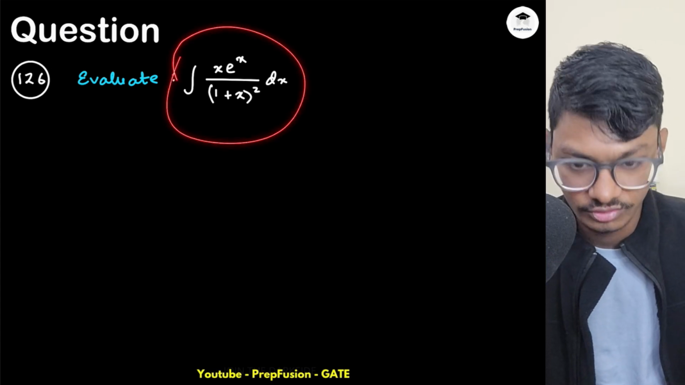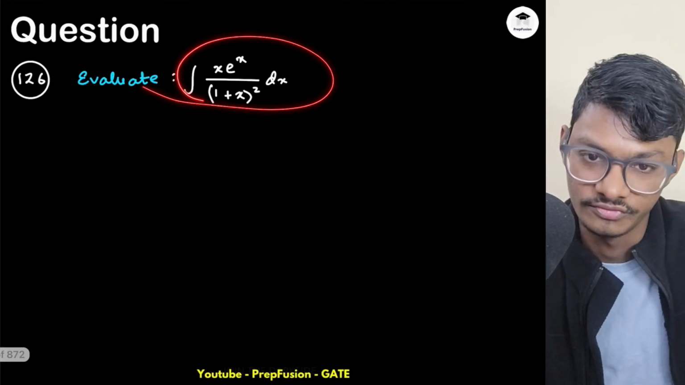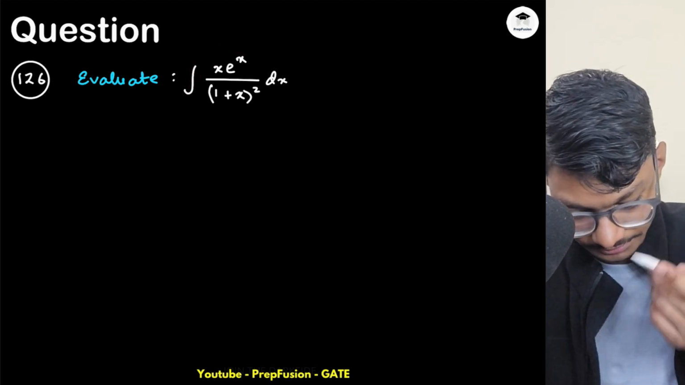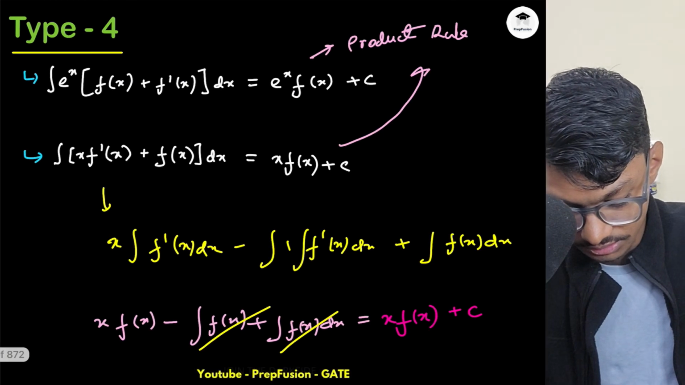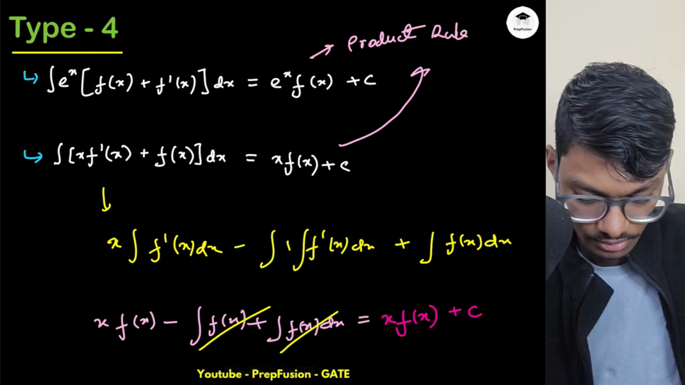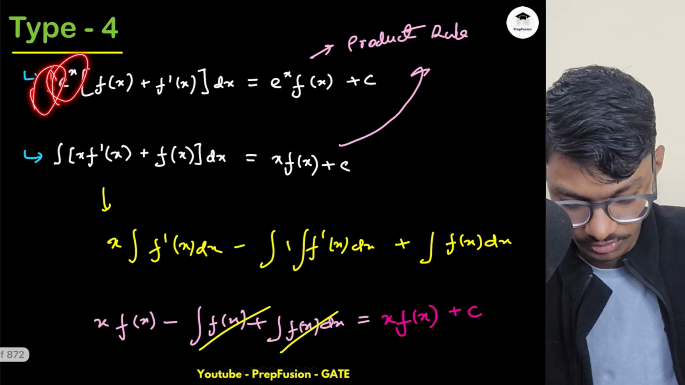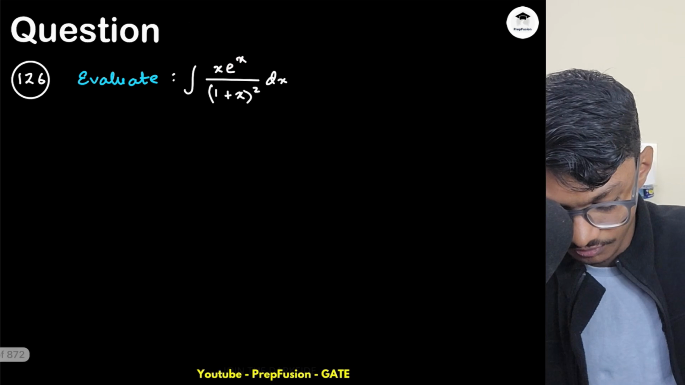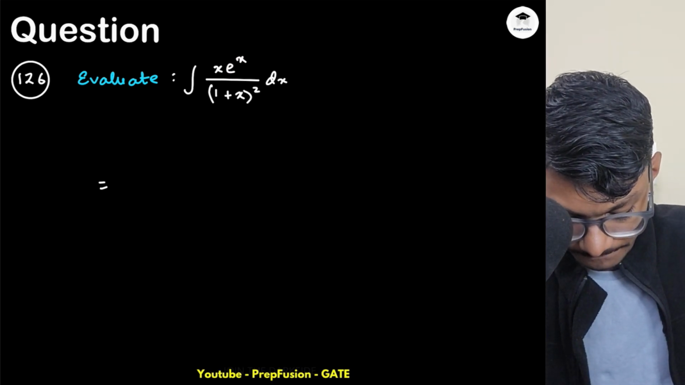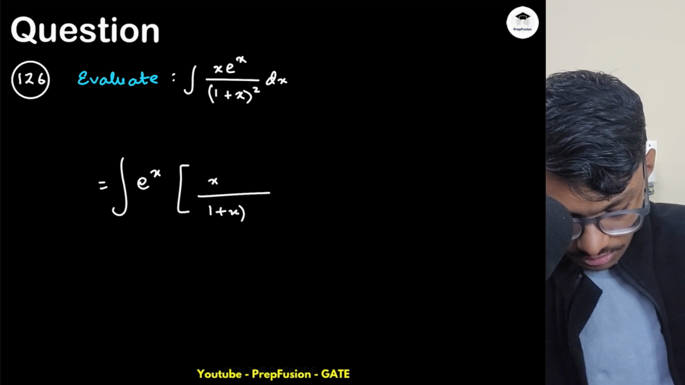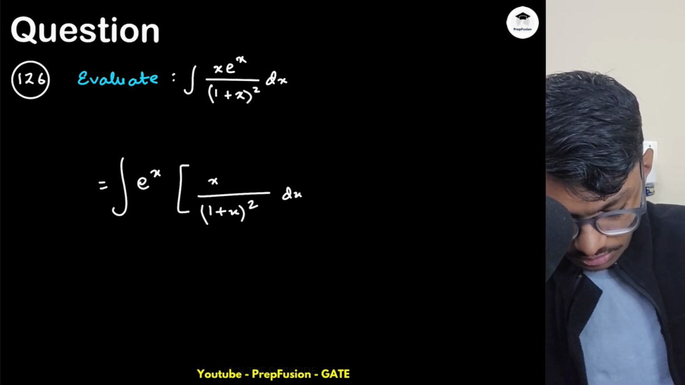So here I gave you this as homework. Any format are you observing over here? What I can say is this. Just hold on a second. If I have e raised to power x over here, and x over here, I can write this as the integral of e raised to power x times x by (1 plus x) whole square dx.